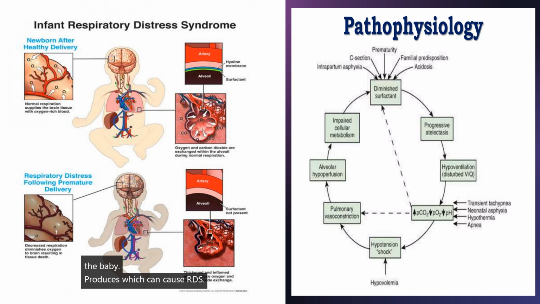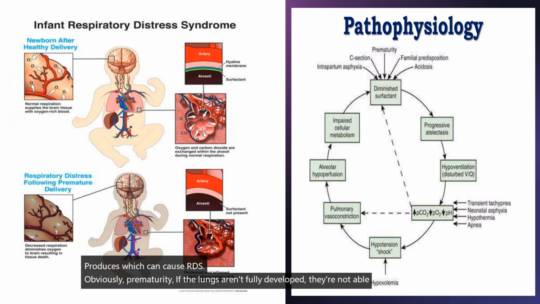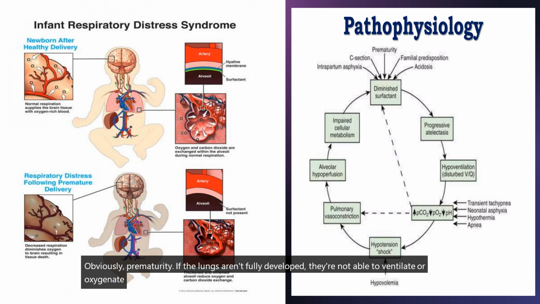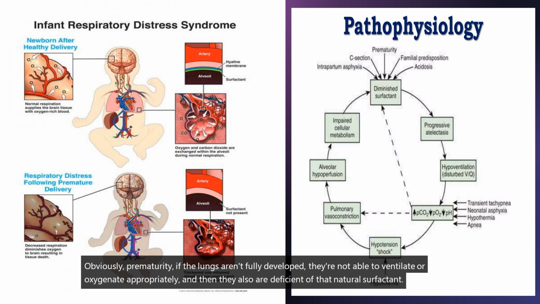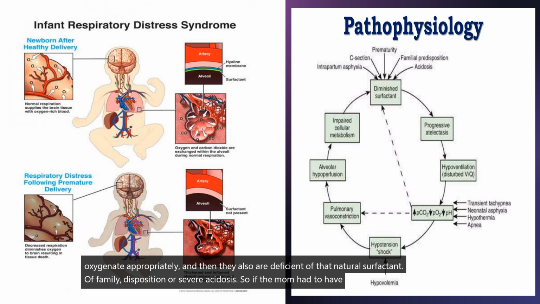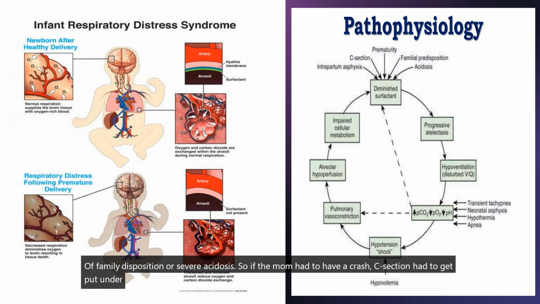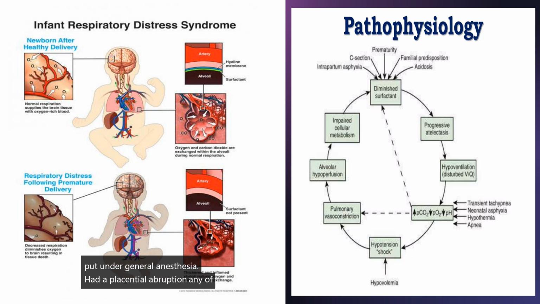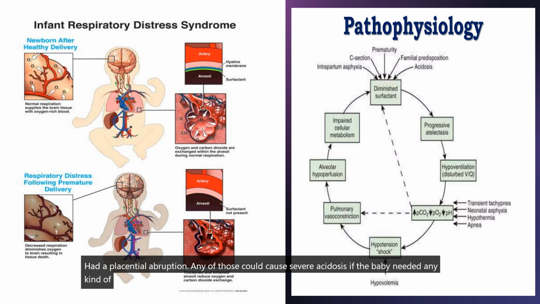Obviously, prematurity. If the lungs aren't fully developed, they're not able to ventilate or oxygenate appropriately, and they are also deficient of that natural surfactant. Family disposition or severe acidosis. If the mom had to have a crash C-section, had to be put under general anesthesia, or had a placental abruption, any of those could cause severe acidosis if the baby needed any kind of resuscitation.